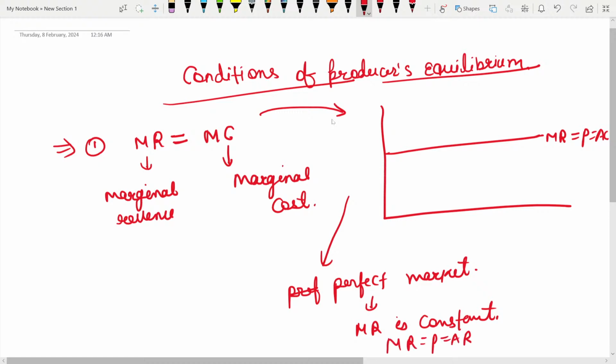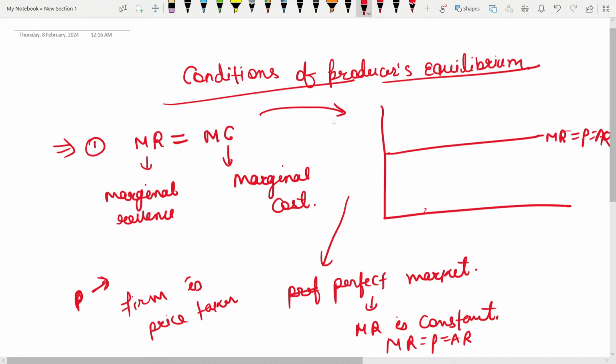Why is it horizontal to the x-axis? Because under perfect competition, price is determined on the basis of the demand and supply mechanism. So the industry itself decides the price, but not the firm. And under perfect competition, the firm is a price taker instead of a price maker. Therefore, MR is equal to P is equal to AR.